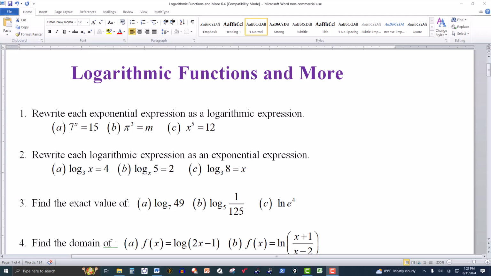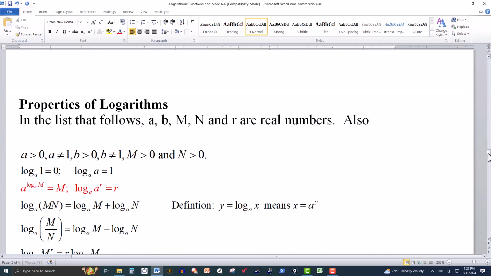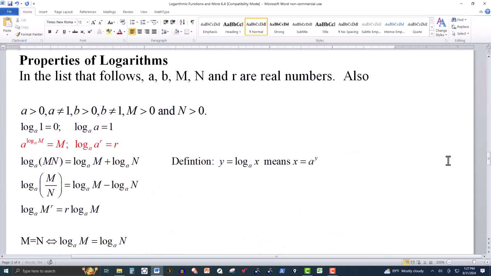In this video, we're going to look at some problems involving logarithms. Let's look at some of the properties. You can pause the video if you haven't seen these before. Let's look at the definition first. The definition for a logarithm is given right here.